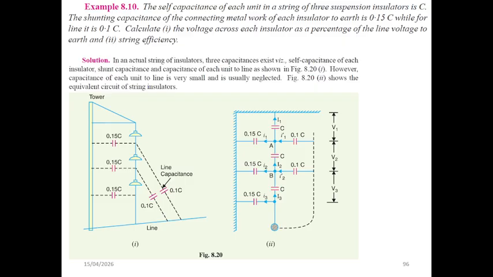Okay, this is another example, slide present example 8.10, which applies the theoretical concept of voltage distribution in a suspension insulator string to a practical case. In this example, each insulator unit has a self-capacitance C, while the shunt capacitance between the metal fittings and earth is given as 0.15 C, and the capacitance between each unit and the line is equal to 0.1.